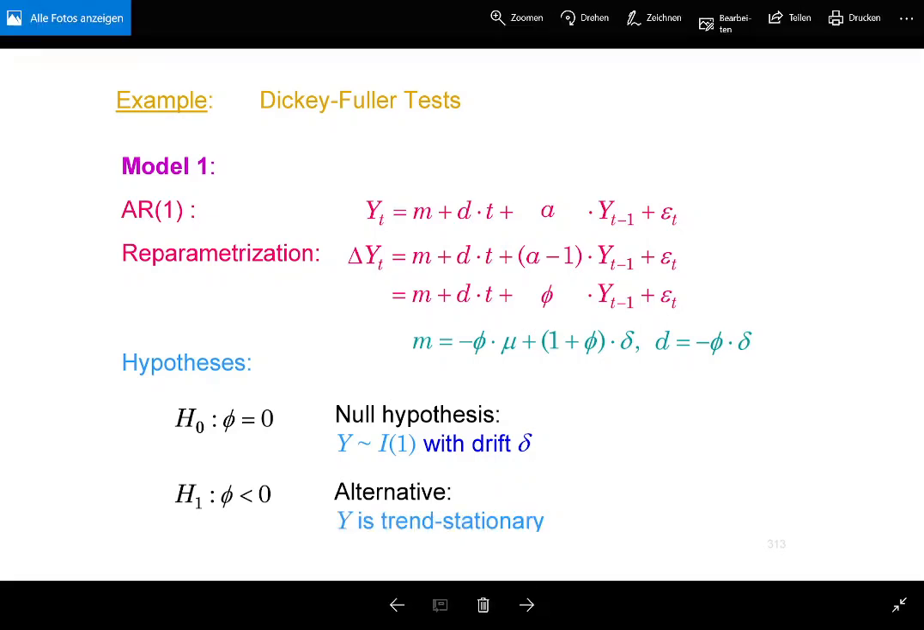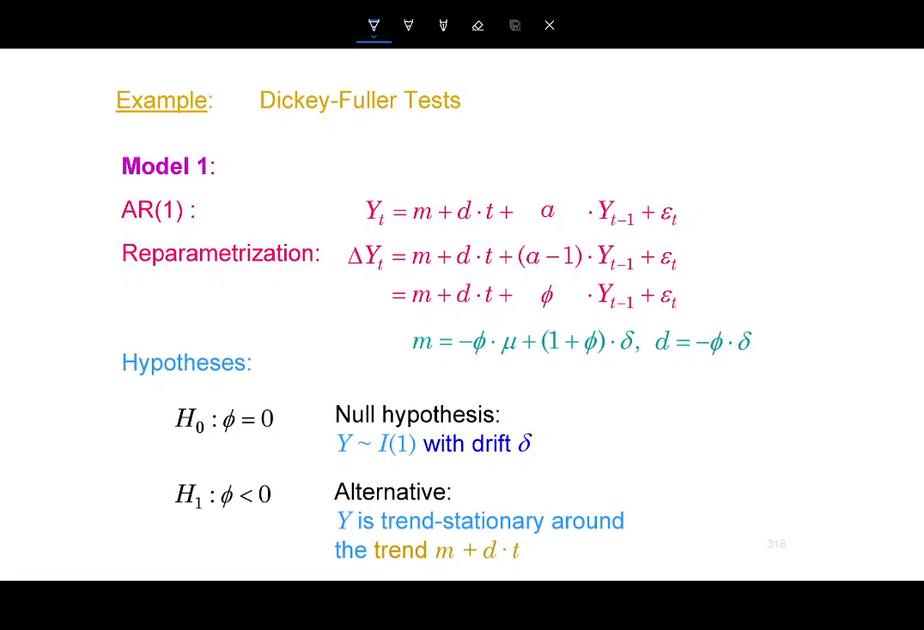And the alternative is going to look like this. The alternative would basically conceptualize a trend stationary process along the linear trend, where the linear trend is m plus d times t, because if the alternative is true, the process is a stationary one around a linear trend. So, I mean, it's not stationary if it has a linear trend, but if you take out the linear trend, then the process would be stationary. That's it. You understand it?